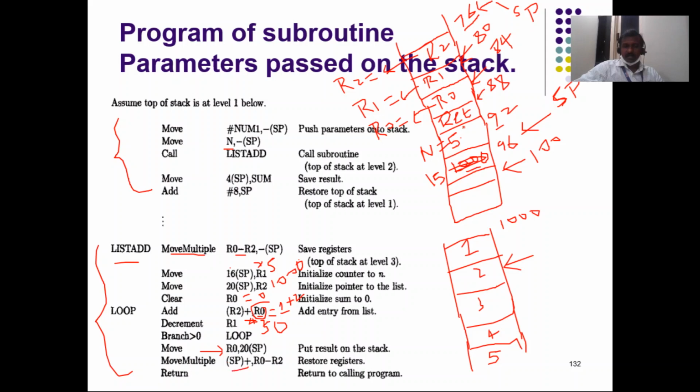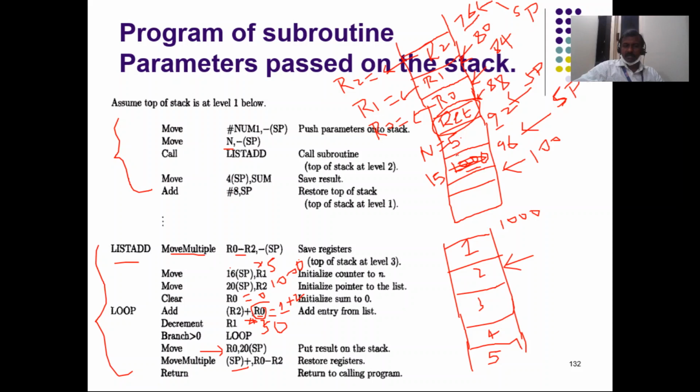So it comes down. Finally when you pop, you get the return address, so the control will go back here. After coming back here, what we are doing is move 4 after executing the return instruction. Now the stack pointer will point to 92, because return also popped. When you execute return, this also is popped. So the stack pointer will point to 92, and then you are saying move 4 of SP comma sum.